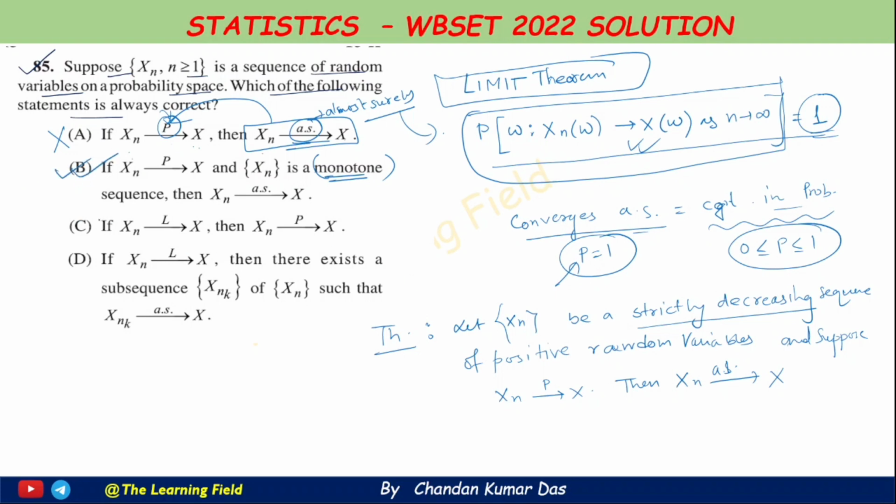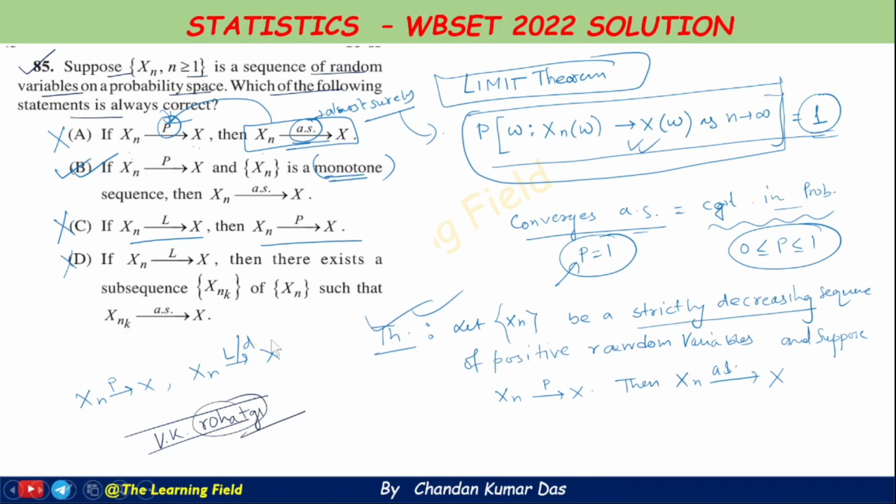And if you look at the other options, Xn tends to X in law, then Xn tends to X in probability. No, this is incorrect. The converse part is true here: if Xn tends to X in probability, then Xn tends to X in law or distribution. So option C is incorrect, and option D is also incorrect. The correct option is B. For these limit theorems, I can suggest the book by V.K. Rohatgi. This is the spelling. This is a very good book for statistics, you can check this.